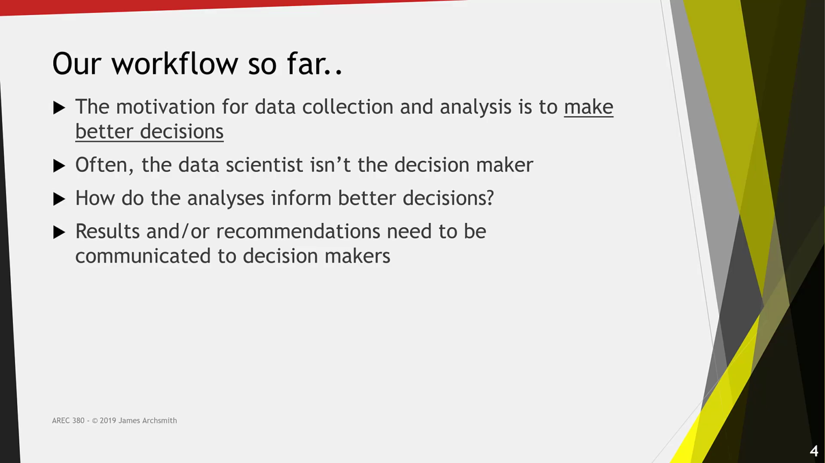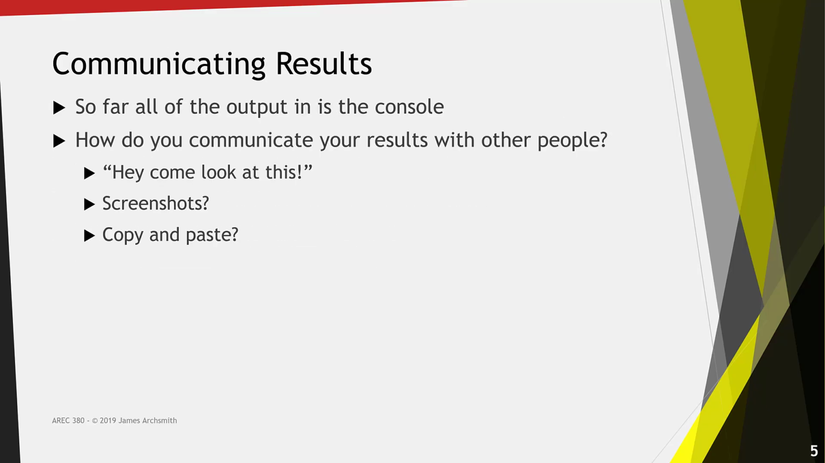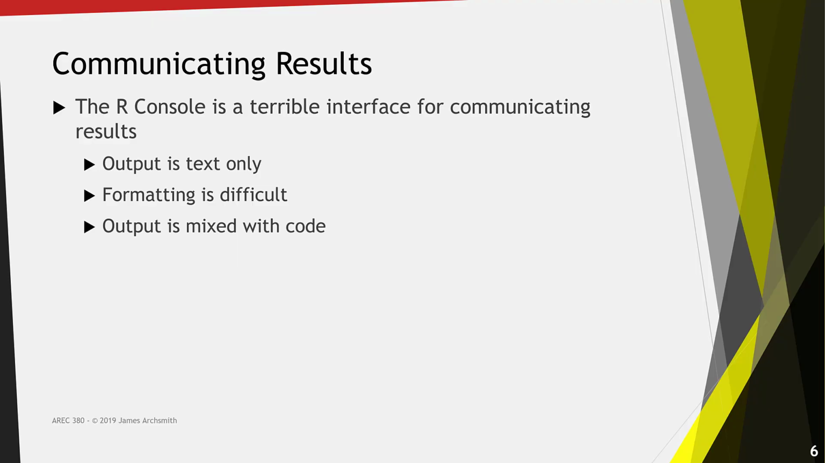What happens is results and our recommendations need to be communicated to decision makers. So far, all the output that we've seen has been in the R console. How do you communicate those results to other people? When you see something interesting, do you say, "Hey, come look at this," and make somebody look at your computer screen? Do you take screenshots or pictures with your phone? Do you just copy and paste the text out of the R console? You've probably realized by this point the R console is a terrible way for communicating results. The output is text only, formatting is difficult, your output is mixed with the computer code that's running in the R console. All in all, this makes a terrible way for communicating information.